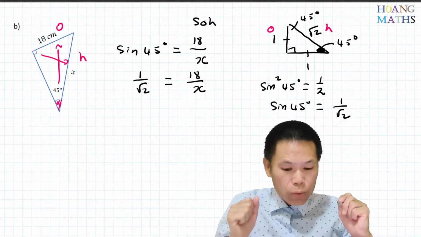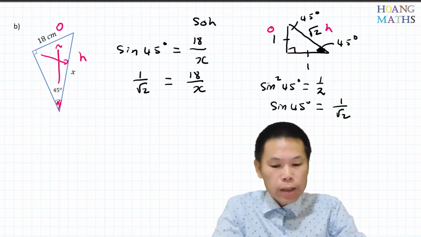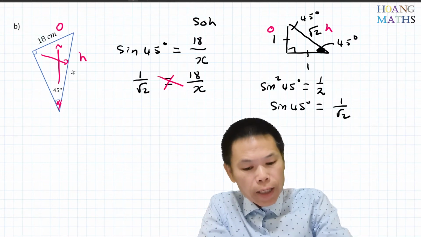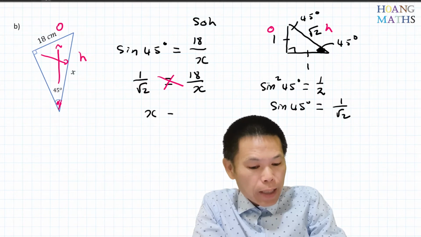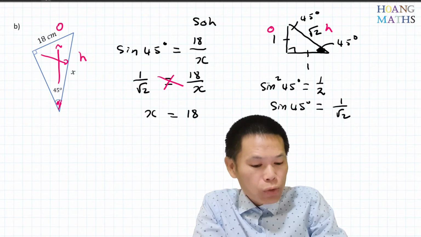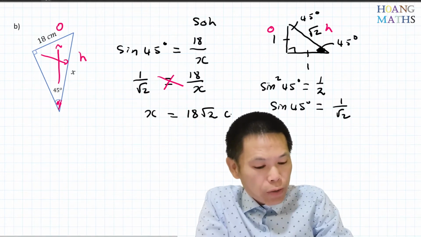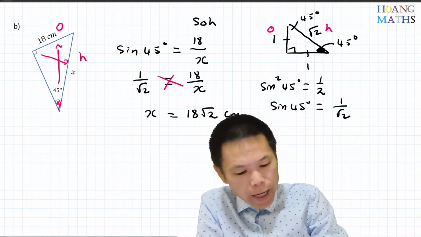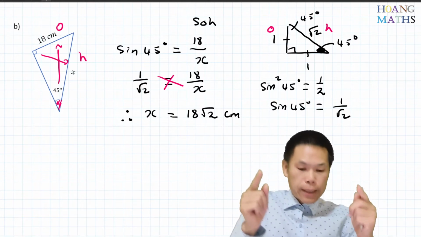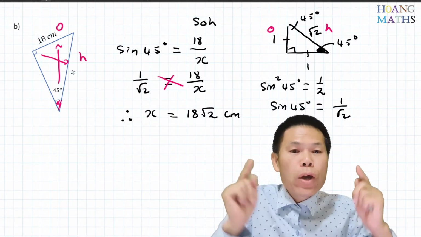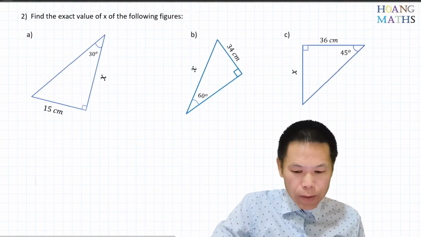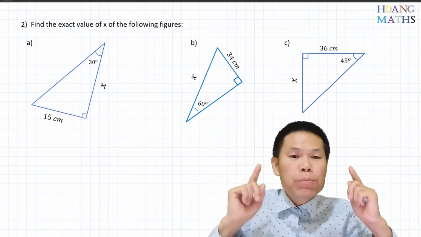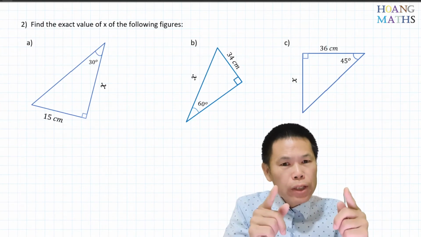So now back to solving for x. To solve this, I just quickly cross multiply. So 1 times x is x, and then 18 times root 2 is 18 square root 2. Don't forget the units. So therefore x is equal to 18 square root 2 centimeters. Now, please pause the video and try this one yourself.